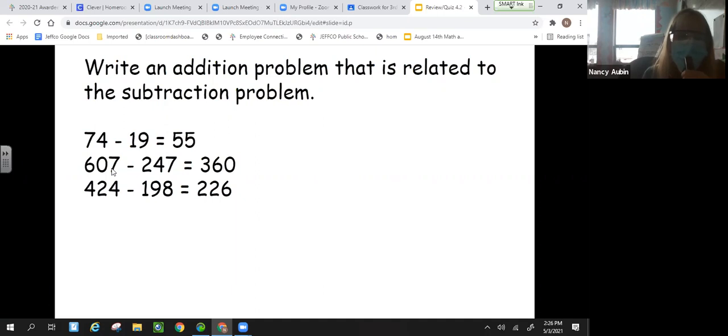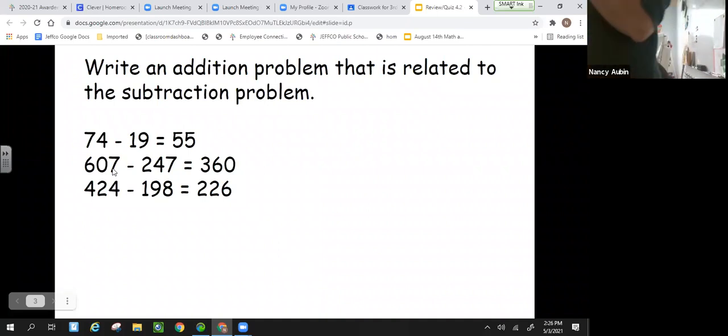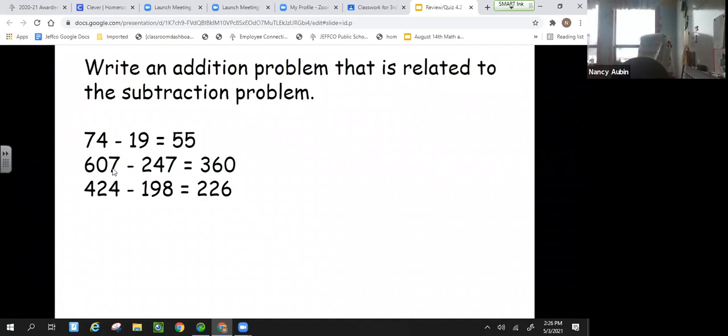If I know 74 minus 19 equals 55, I also know that there's some addition problems that are related to that. Does anyone want to give it a guess? Then? 55 plus 19 equals 74. Okay, you didn't even have to do the math. You just know it, right? Is there another one, Sawyer, that goes with this first one? There is. 19 plus 55 equals 74.